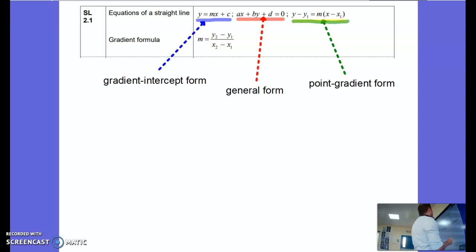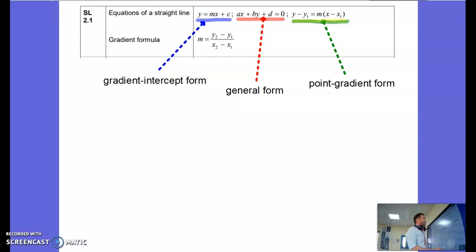We've got y equals mx plus c, which is otherwise known as the gradient intercept form. Then we've got ax plus by plus d equals 0. This is known as the general form of the equation of a straight line. And what we're going to look at today is this point gradient form: y minus y1 equals m brackets x minus x1. So the point gradient form.